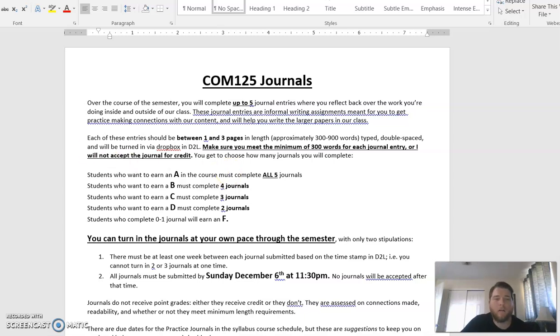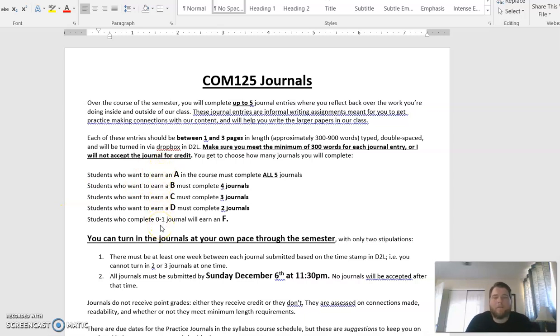So let's just begin up at the top. Per the syllabus, there are going to be 5 journal entries possible over the course of our entire semester together. Based on the grade that you want in the class will depend on how many of these that you choose to do. So I have the grade breakdown down here. This is the exact same as it is in the course syllabus.